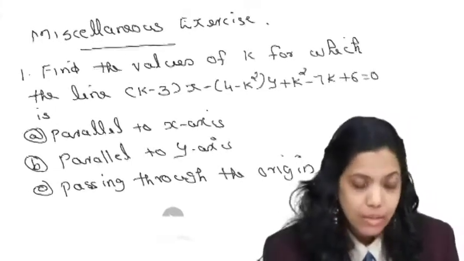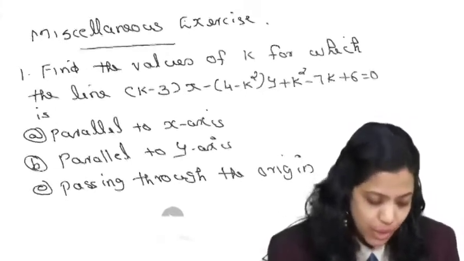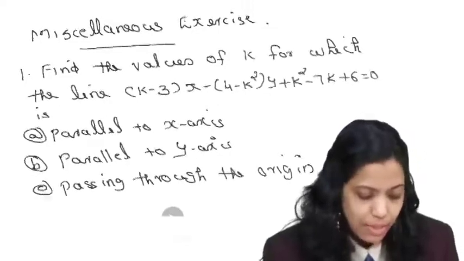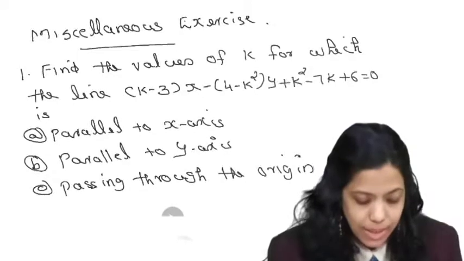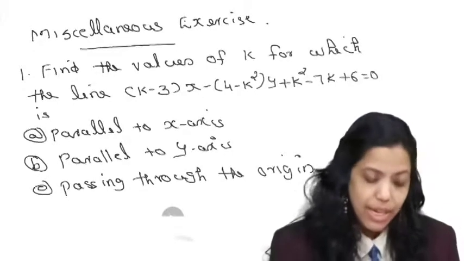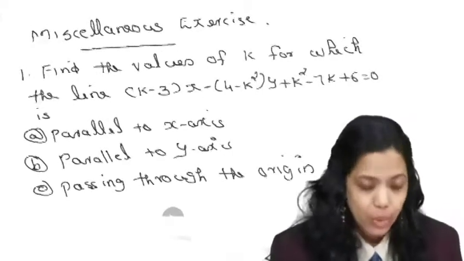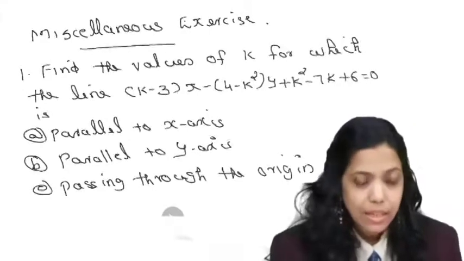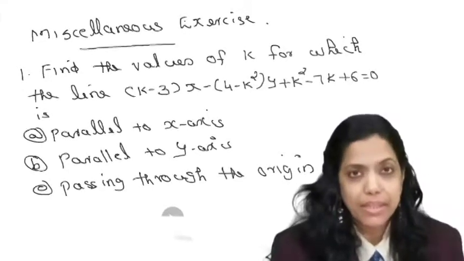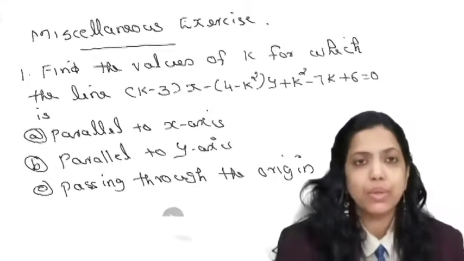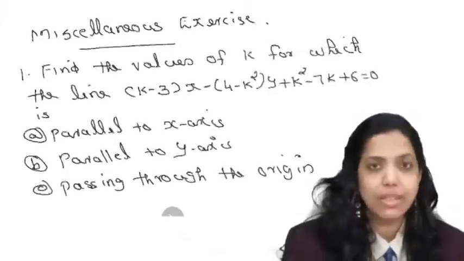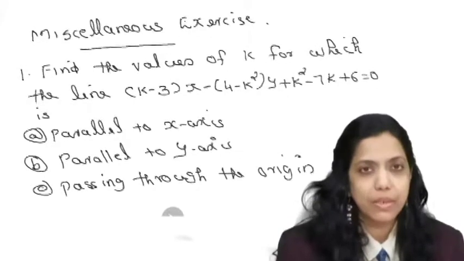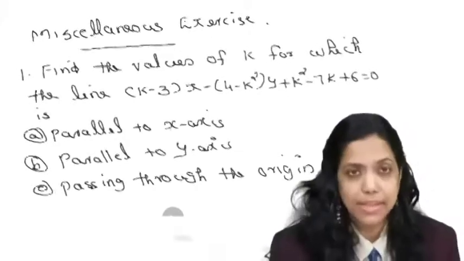Question number 1. Find the values of k for which the line (k minus 3)x minus (4 minus k square)y plus k square minus 7k plus 6 equal to 0 is, the first one, parallel to x-axis. So first of all, we should know when a line is parallel to x-axis, which are the basic things we know about that parallel to x-axis case.